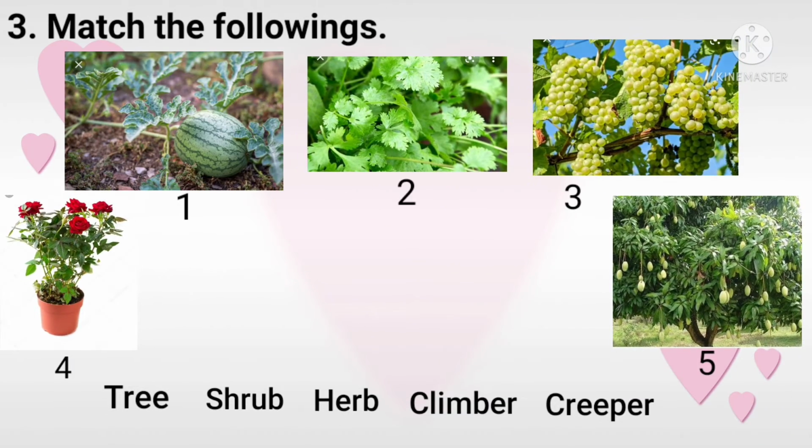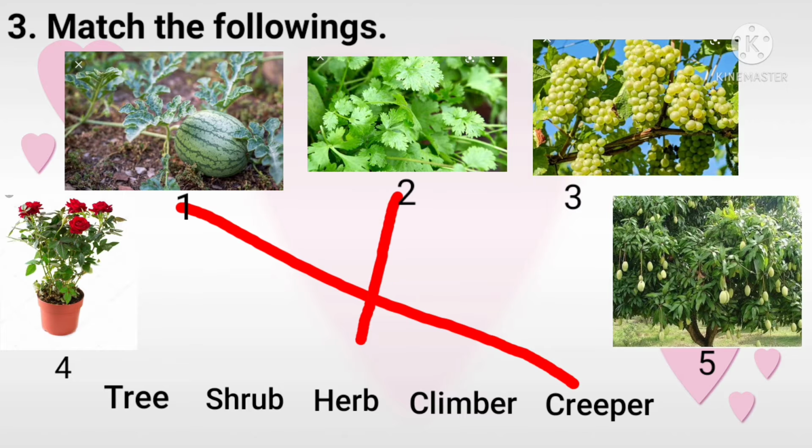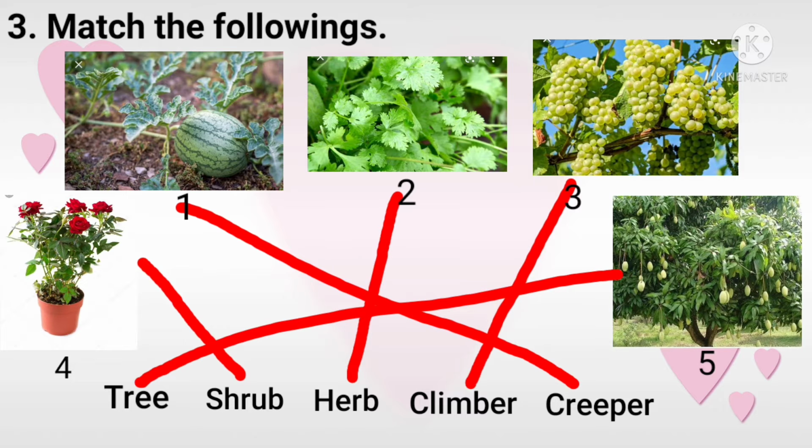Question number 3. Match the followings. The first picture is watermelon and watermelon is a creeper. The next picture is coriander and coriander plant is a herb. Next, grapevine and you know grapevine is a climber. The fourth picture is rose plant and rose plant is a shrub. Next, mango tree and you know it's a tree.